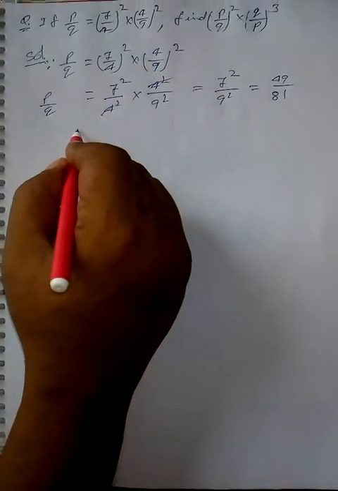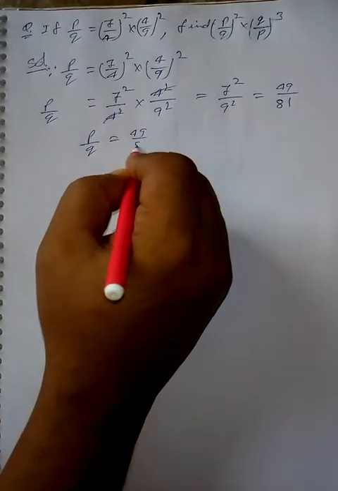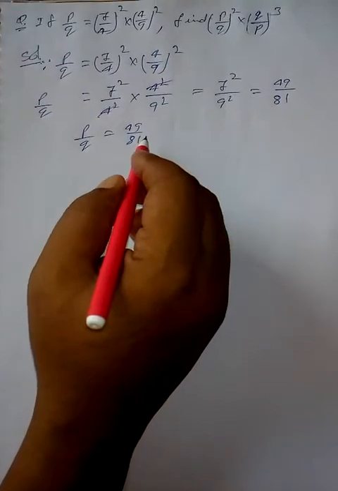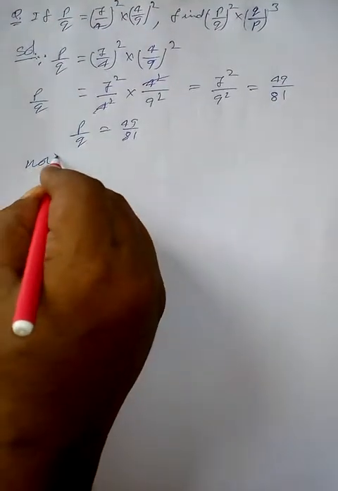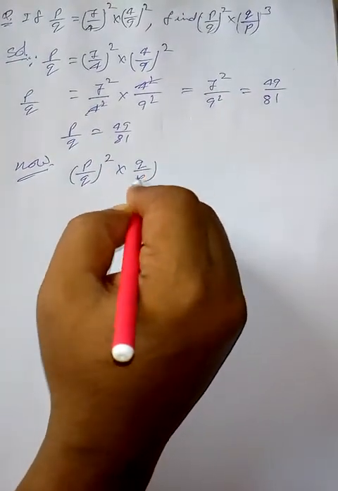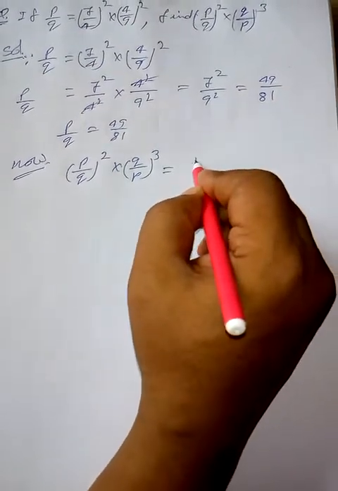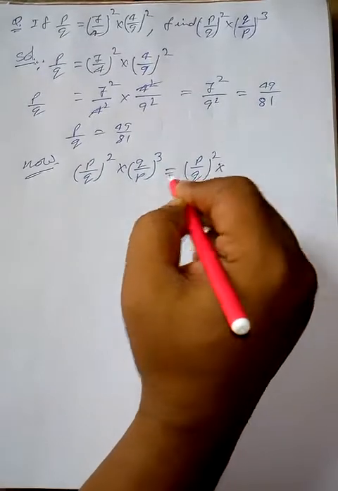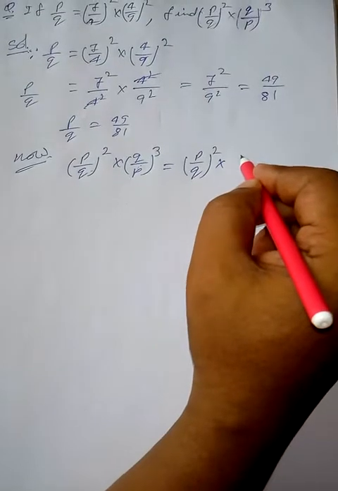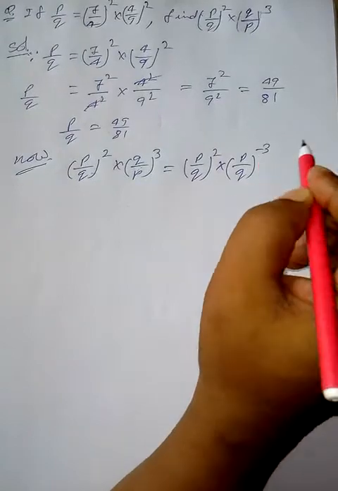Now since P by Q we got 49 by 81, and the reciprocal of this, or we can simply find this one. Now P upon Q square into Q upon P whole cube can be done this way. P upon Q square, change it into like fractions with the same base, so it will become the reciprocal P upon Q, and this will become minus 3.